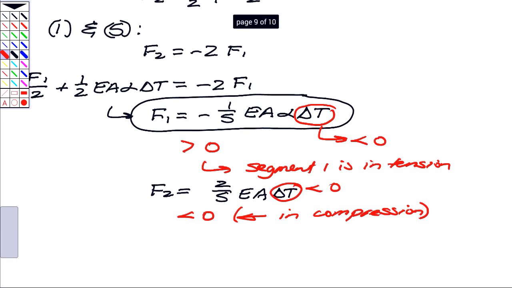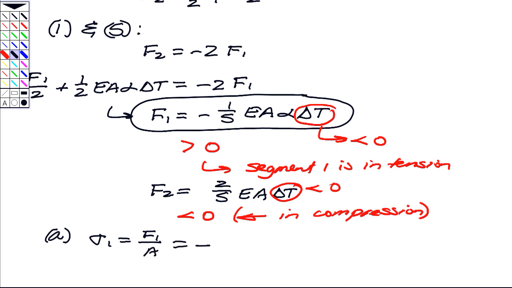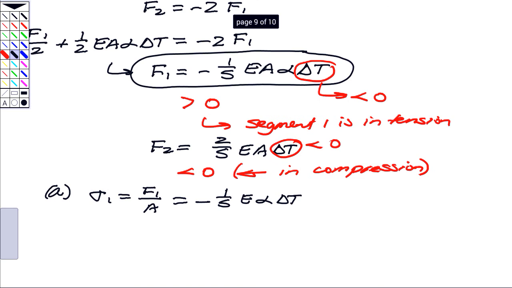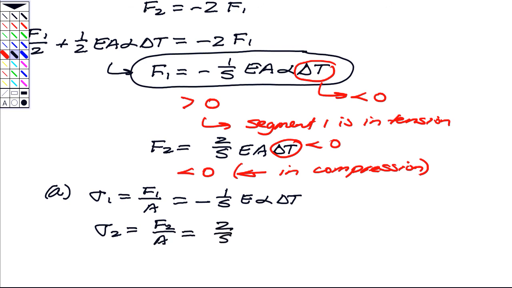We go back to our goal here. Our goal here was to find sigma 1. That's equal to F1 over A. So that ends up being minus 1/5 E alpha delta T. The stress in segment 2, which is F2 over A, ends up being 2/5 E alpha delta T. So these are the stresses that are induced in 1 and 2 as a result of that thermal contraction at 1.